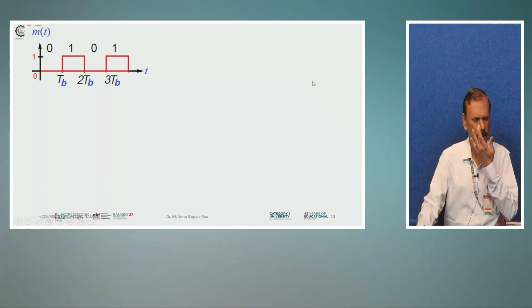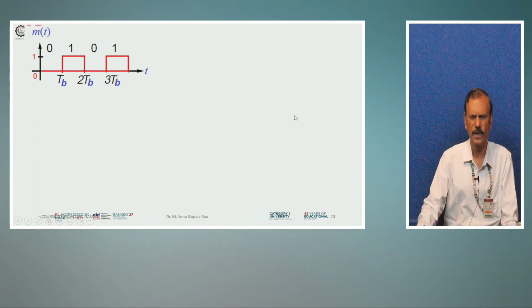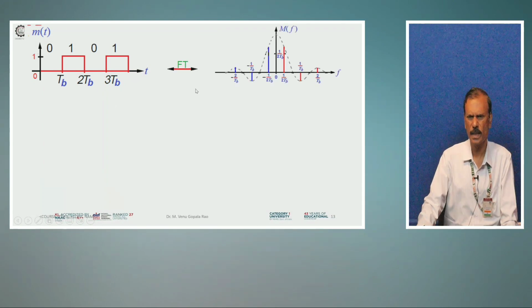If we observe the time domain and frequency domain representation of binary amplitude shift keying, suppose this is the modulating signal, represented as binary data, high and low. Its Fourier transform can be represented as a sinc pulse, since a gate pulse transforms to a sinc pulse, so it is a combination of this. This is the frequency domain representation of the digital modulating signal.